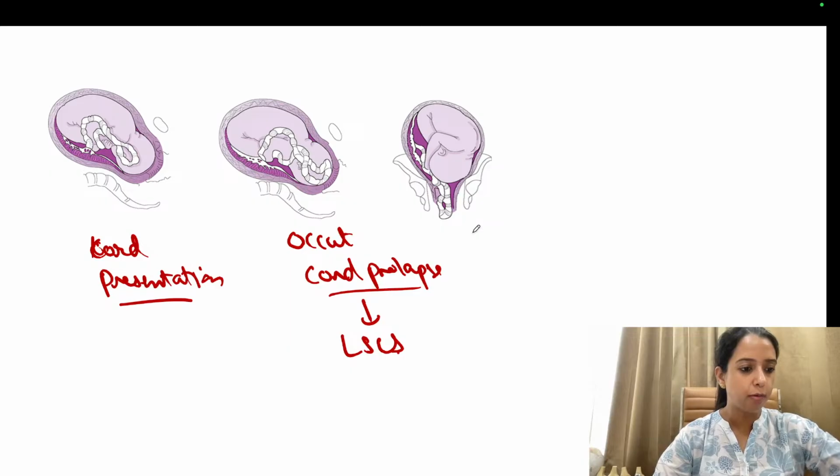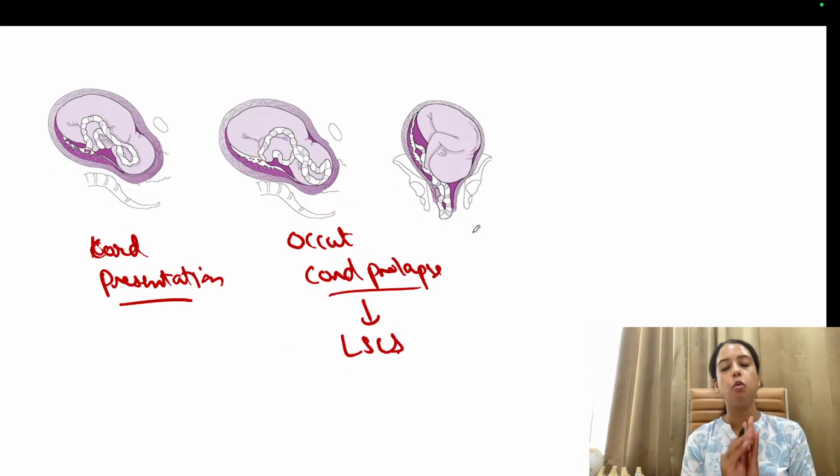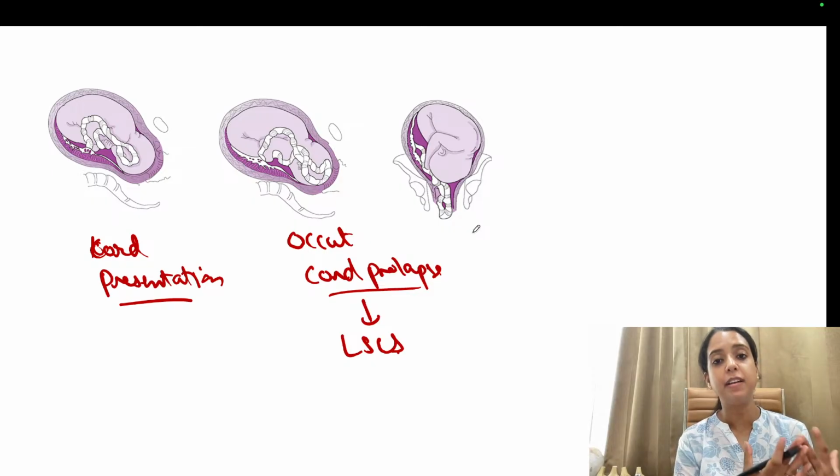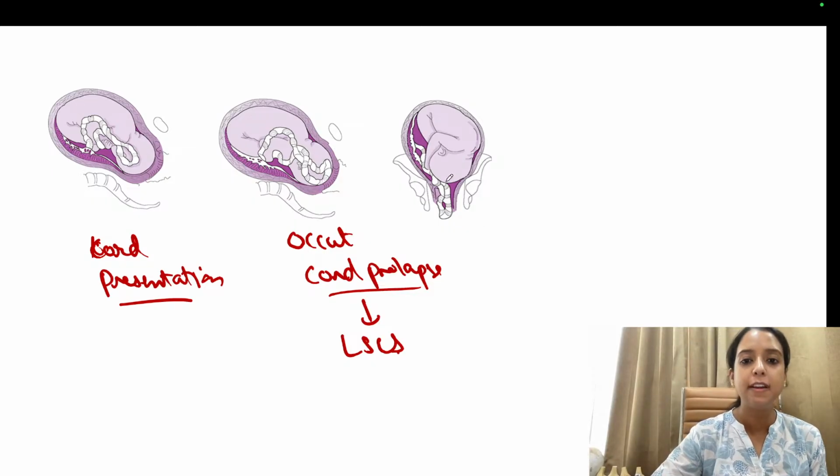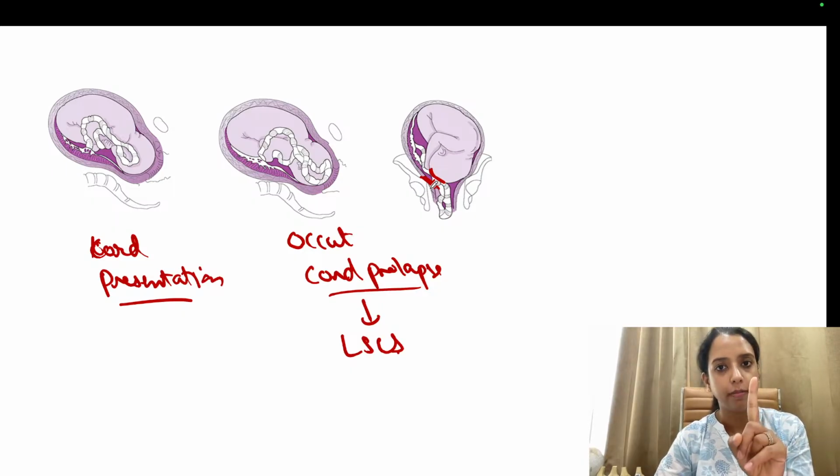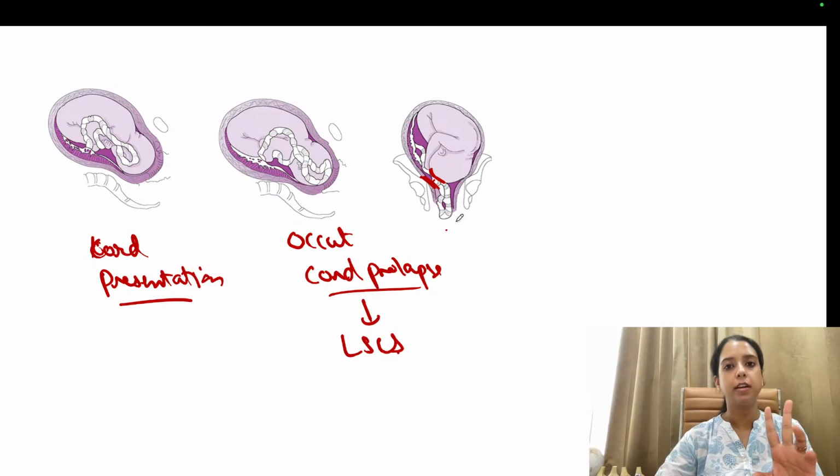So once the cord prolapse has happened, your sole aim is to deliver the baby as soon as possible. Meanwhile, when you are shifting the patient, you try to relieve the cord compression. Cord is compressed between the head of the baby and pelvis. So you try to relieve that compression. You never touch the cord. The cord loops which are out, you never touch them. You try to just relieve compression by two methods.